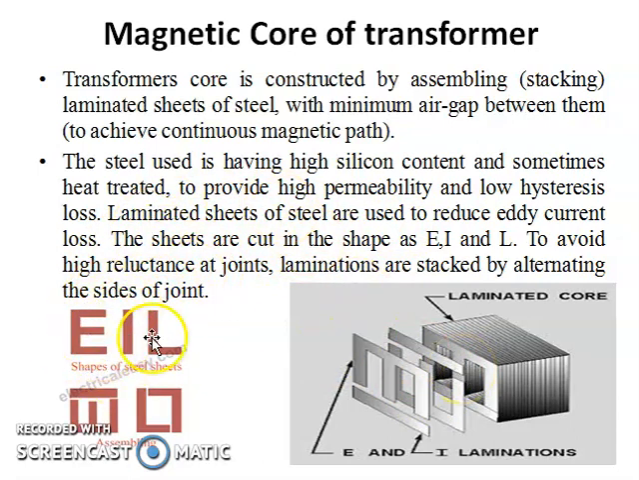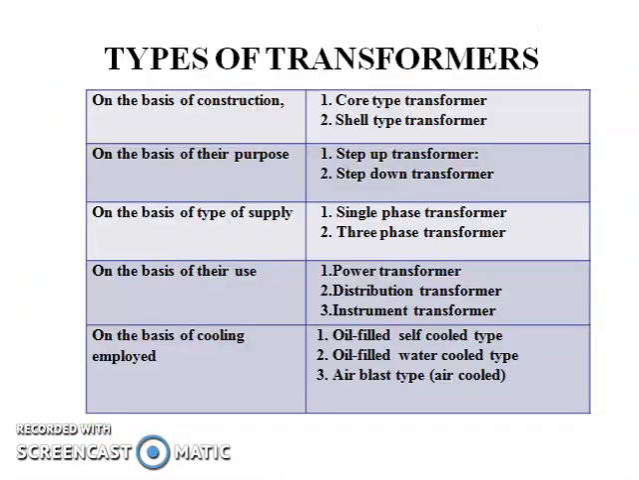This is the shape of the sheets we are seeing here. These sheets are of E shape, I shape, L shape, to avoid high reluctance at the joints. These sheets are highly laminated and stacked or arranged in a particular fashion so that this will become the perfect core. So this is the I end, this is the E end. These laminations are stacked together. This will become the core of the transformer.